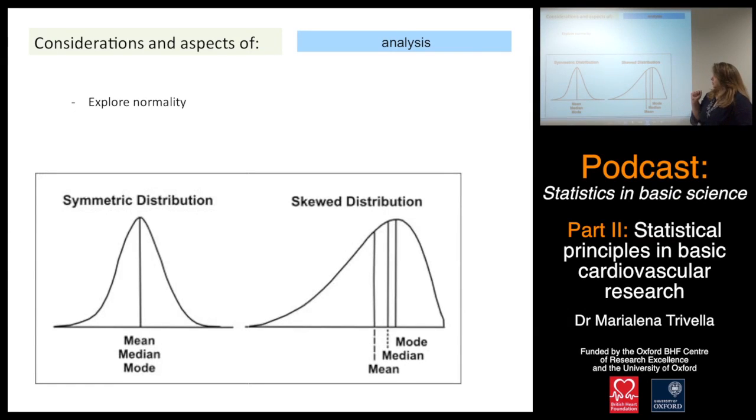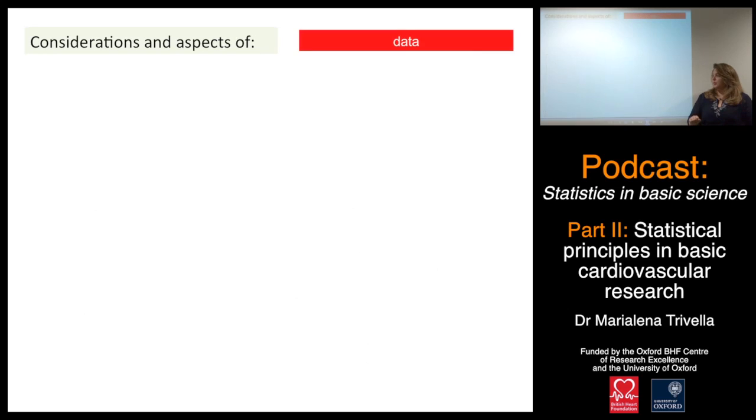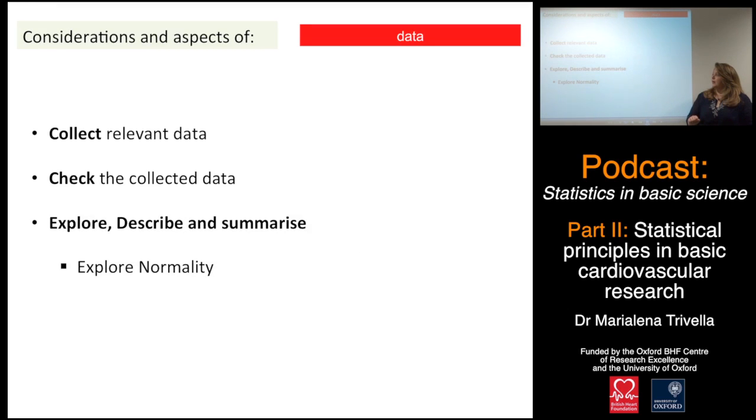If your data is not normally distributed, then those measurements, the mean, the median and the mode, will not all be the same. In this case, we will have a skewed distribution. When we have a normal distribution, we have normality. We use parametric tests. When we have a skewed distribution, the non-parametric tests are more appropriate. The next stage will be, if we have non-parametric tests, to decide whether we need to transform our data or not.